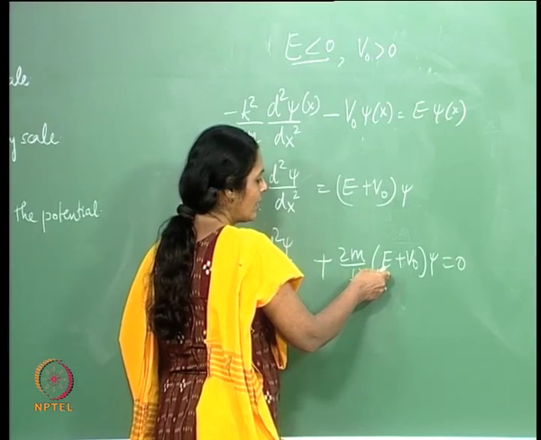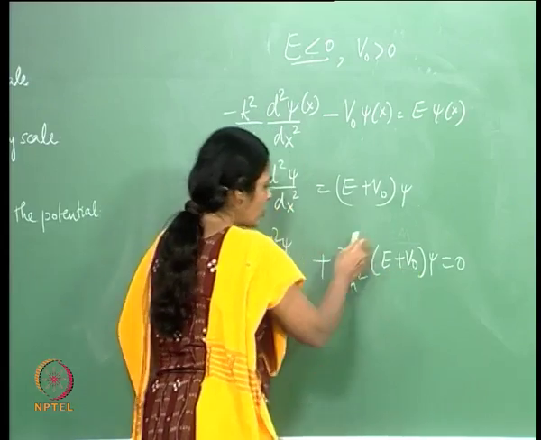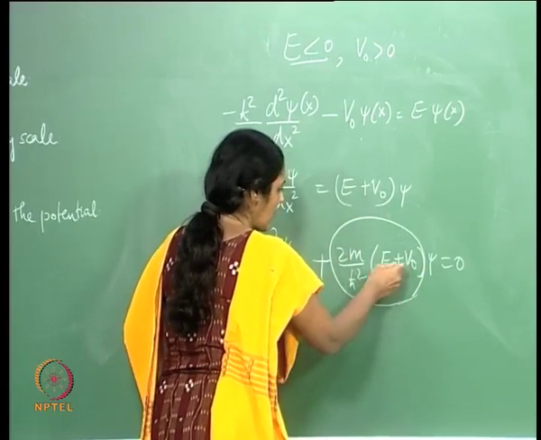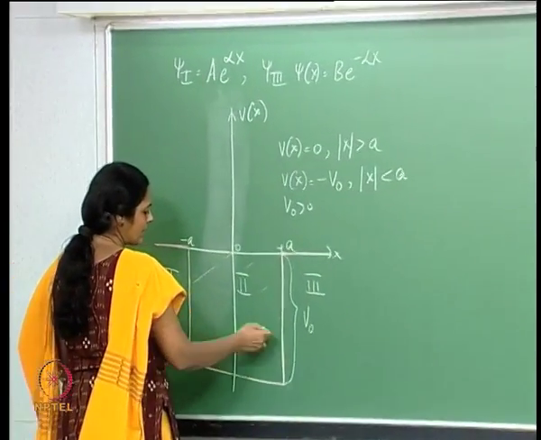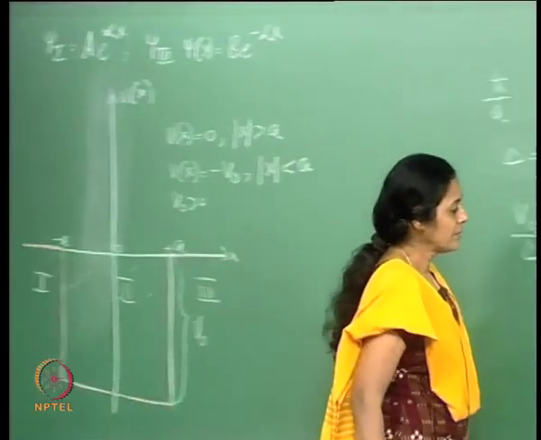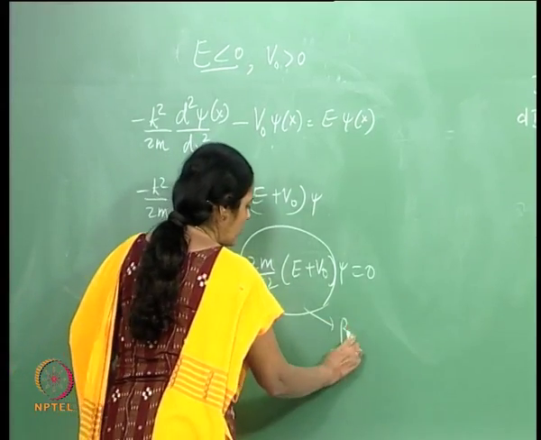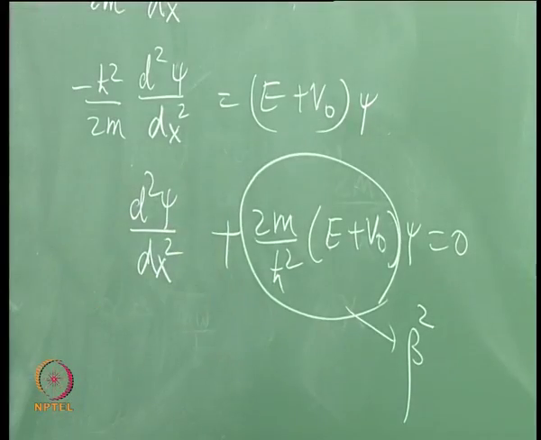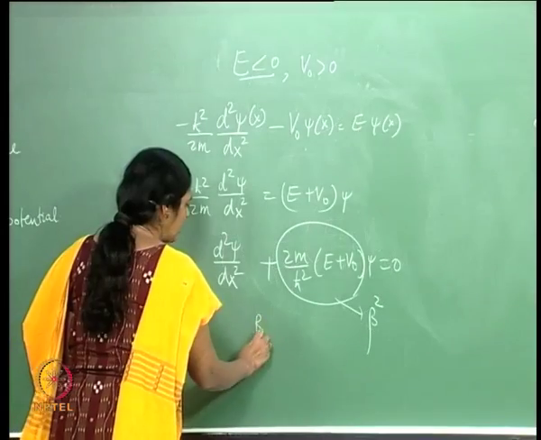Here E is less than 0, V0 is positive, and 2m by h cross squared times (E plus V0), if E is less than 0 and V0 is positive, so that's V0, E is somewhere out here, so E plus V0 is anyway positive, and therefore this quantity I'll call beta squared, where beta squared, like alpha squared, has dimensions of inverse length squared. I define beta to be greater than 0.